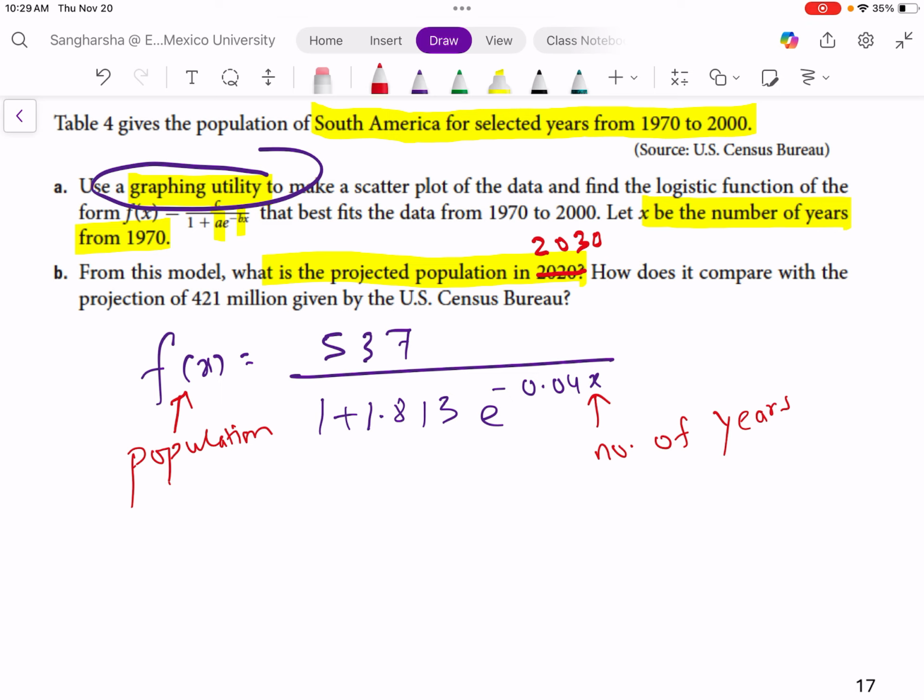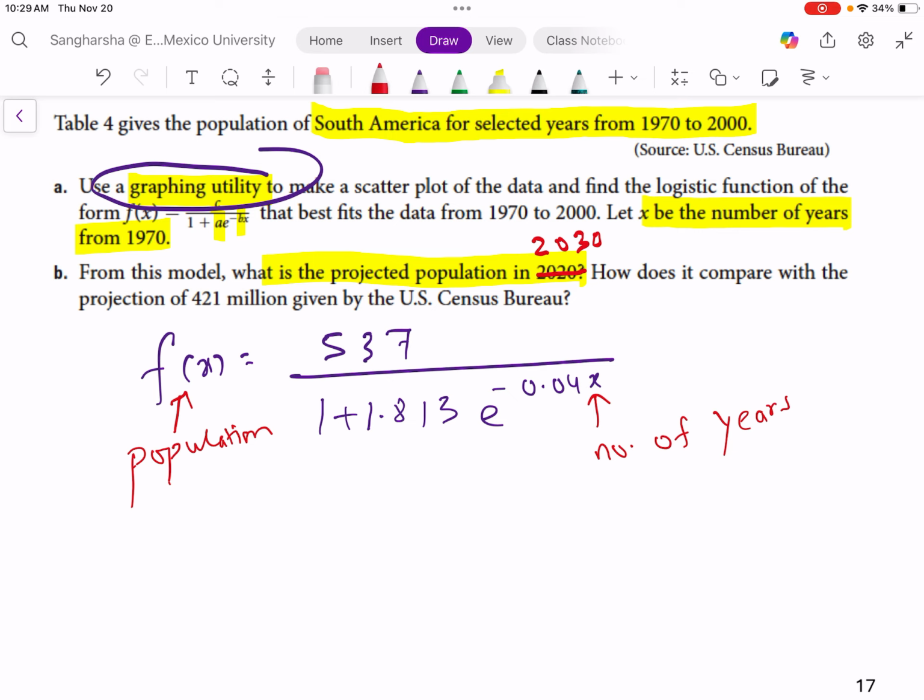At first, you should know we have two variables: f of x is the population, and x is the number of years. What variable are we asked to find here? From this model, what is the projected population in 2030? Is it f of x or x?